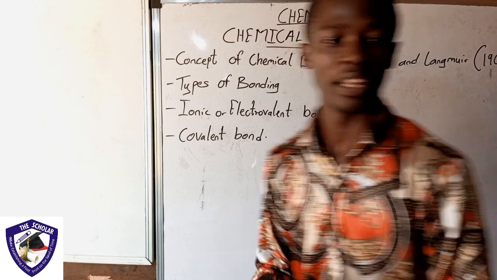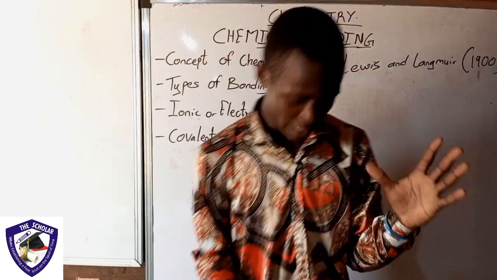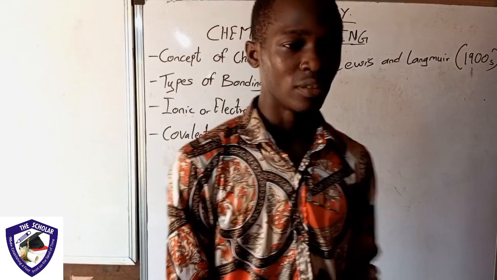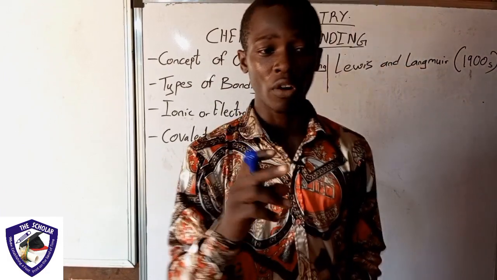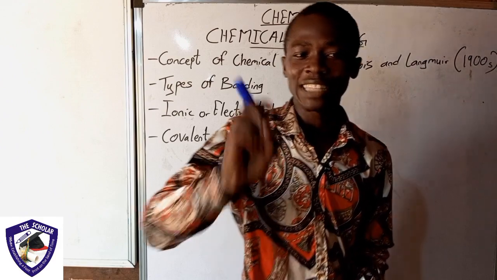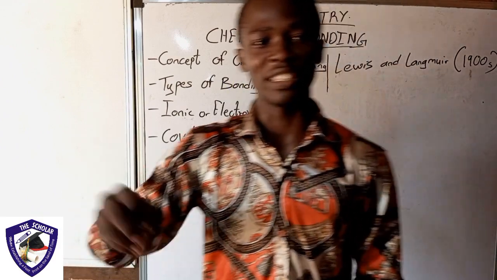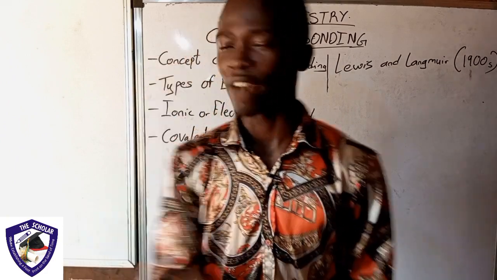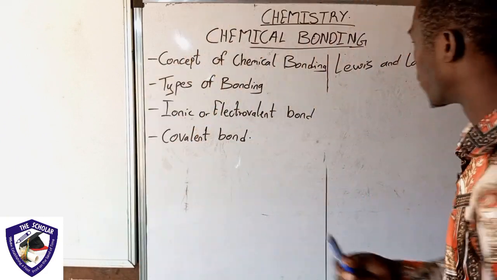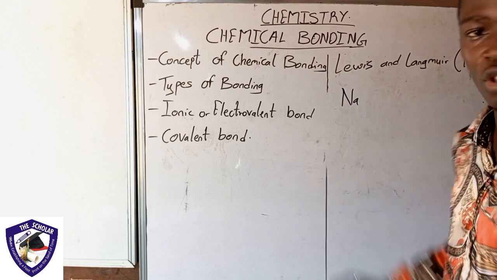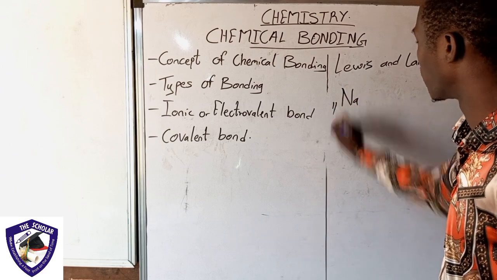Now, what is valence electron? The valence electrons play a fundamental role in chemical bonding. In the electronic configuration of an atom, the outermost shell is called the valence shell, and the electron in the valence shell is called the valence electron. For example, let's take sodium, with atomic number 11.